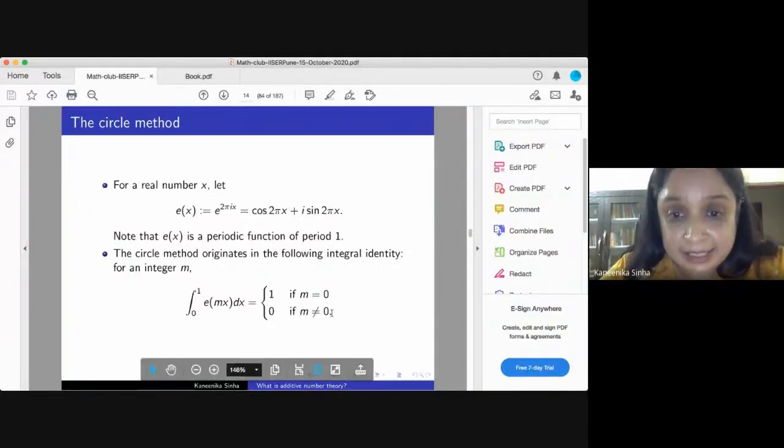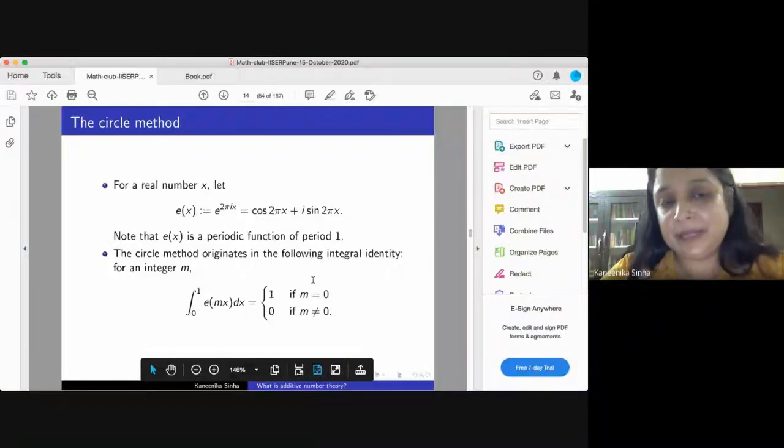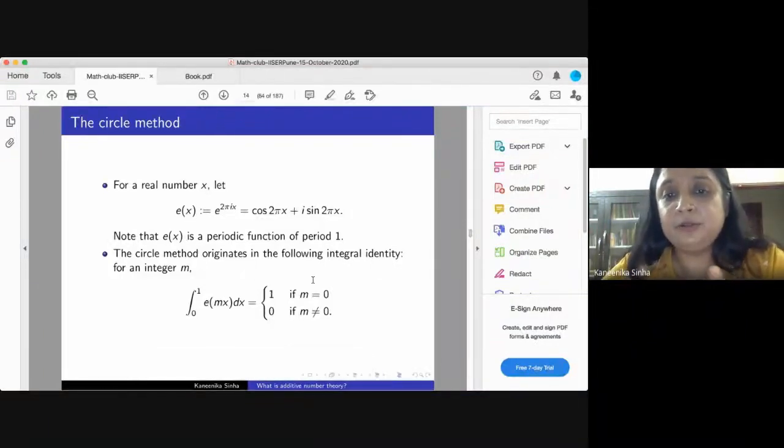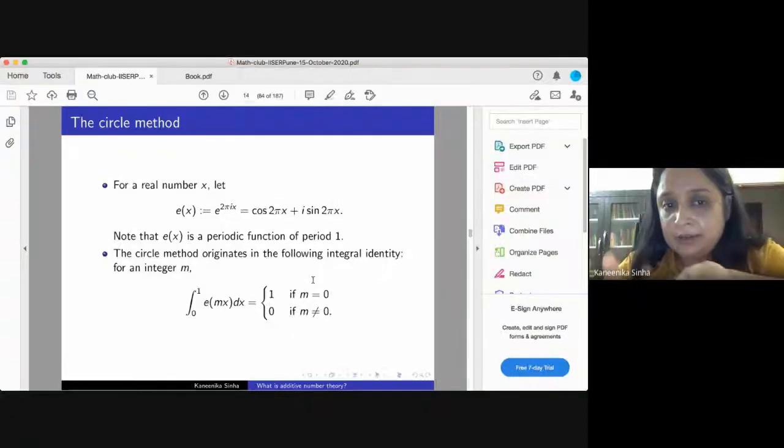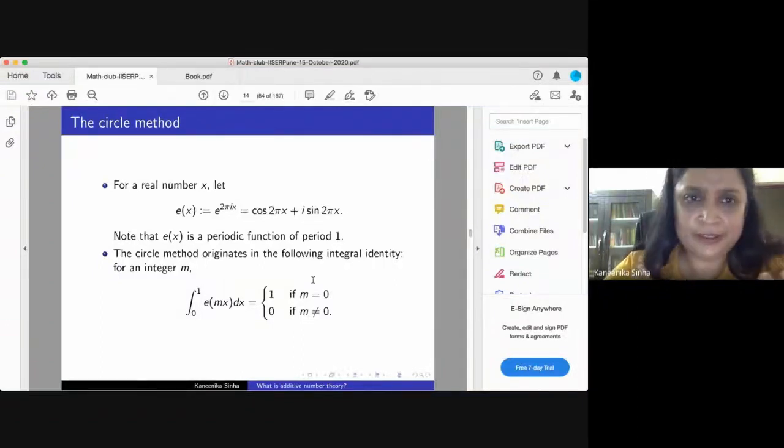This integral identity is at the heart of the method, and it is the reason this method is called the circle method. So why is it called the circle method? Notice that as you let x run from 0 to 1, on the complex plane, you are essentially going over a unit circle, a circle of radius 1 with origin at 0. For a reason as simple as that, this is called the circle method.